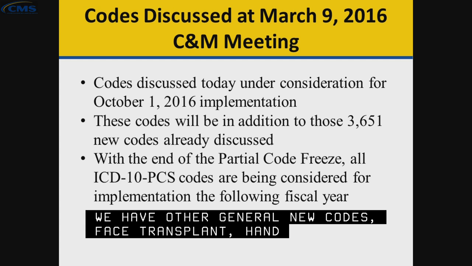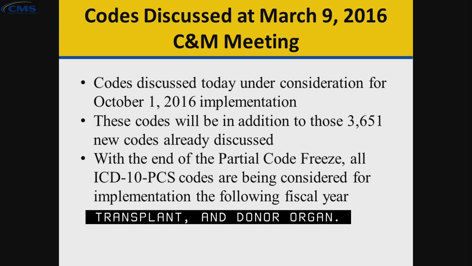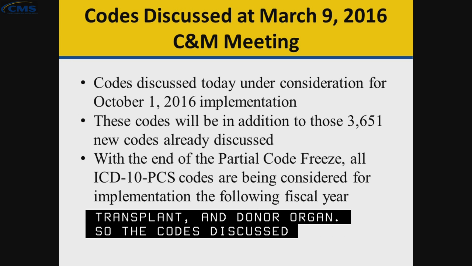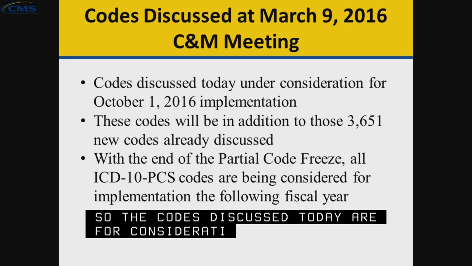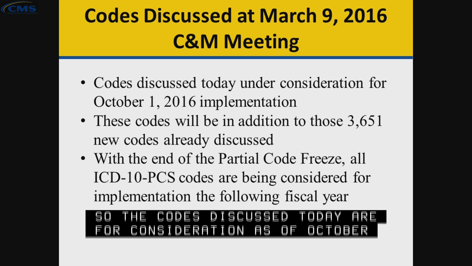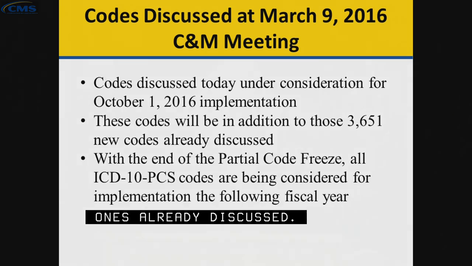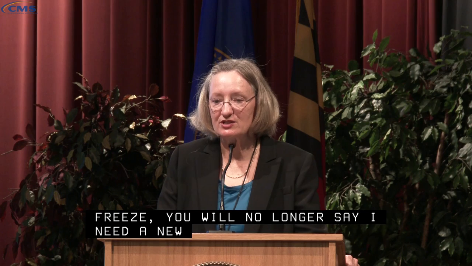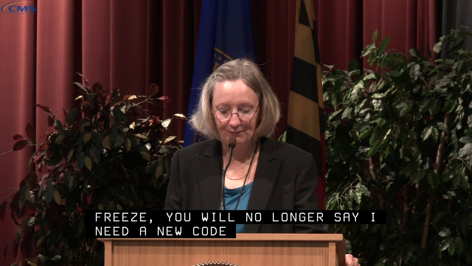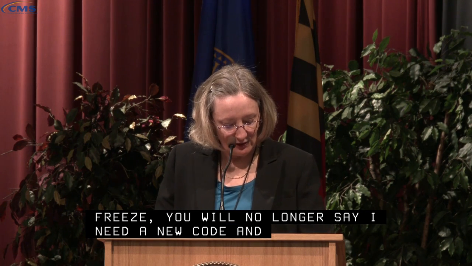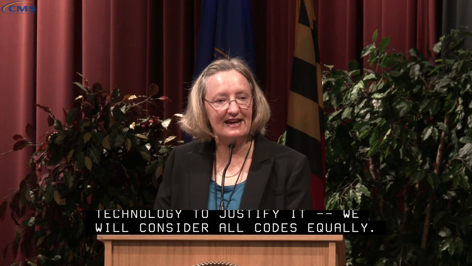So the codes discussed today, once again, are for consideration for October 1st, 2016. Those will be in addition to the 3,651 already discussed. With the end of the partial code freeze, you will no longer say, I want a new code and I need technology to justify implementation. We will consider all issues equally for October 1st, 2016. And that concludes this part of the presentation.